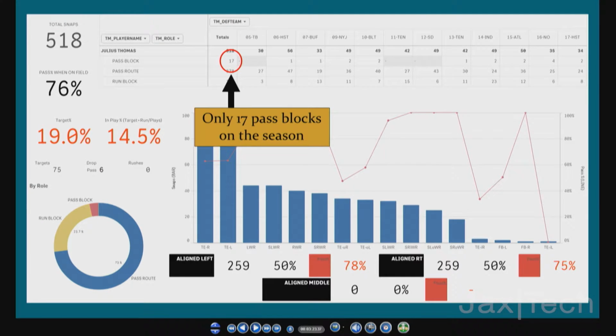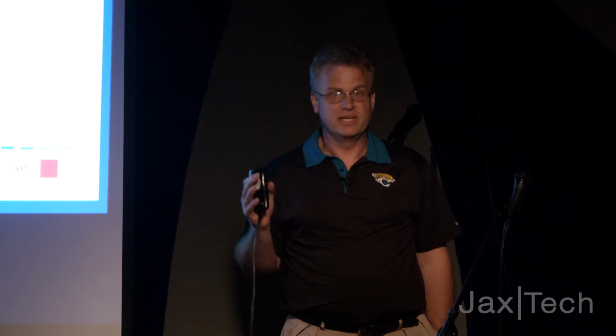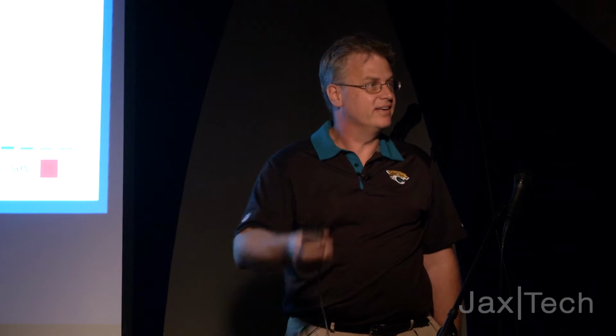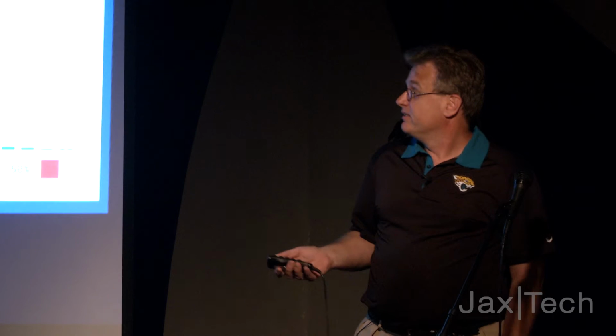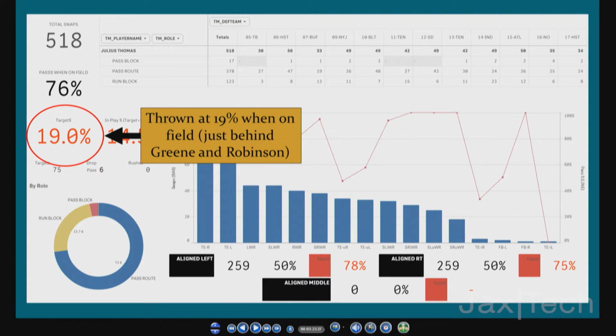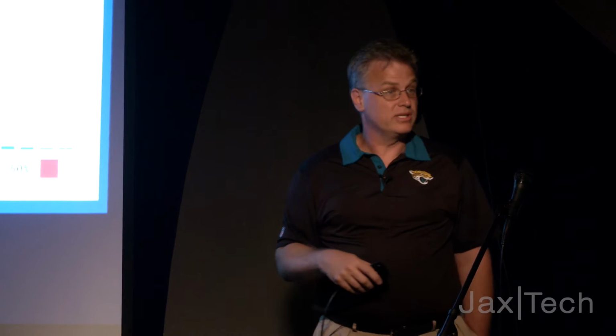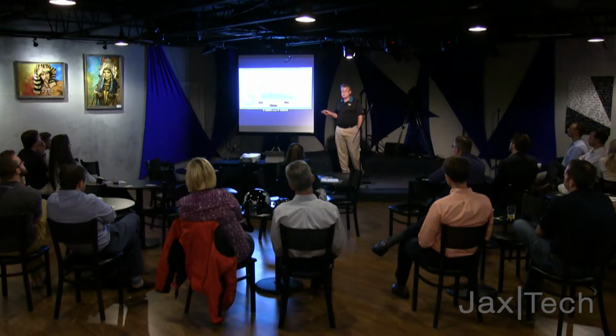Only 17 pass blocks on the year out of 518 plays. So I'm not too worried about him being a pass blocker, even when he lines up tight. He's probably releasing. I know that in my head. He was targeted 19% of the time. So on any pass play he was on the field, 19% of the time the ball was thrown at him. The only two players on the team thrown at more were Rashad Green and Allen Robinson. He had 75 targets, which was number 3 on the team as well, behind Hearns and Robinson.